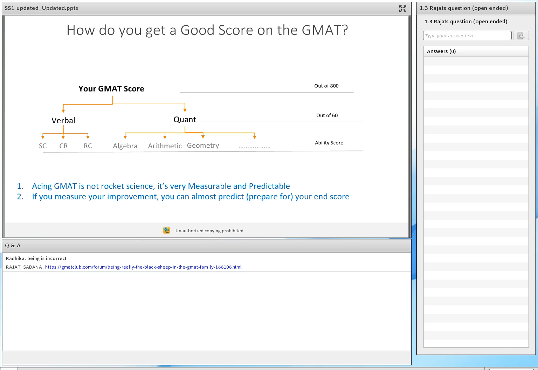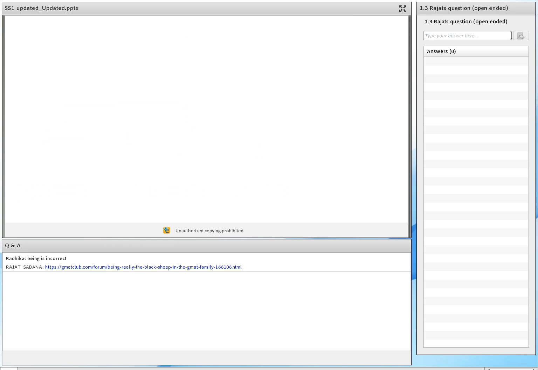And if you measure your improvement at these abilities at this grassroots level, you can almost predict what your verbal score is going to be. And similarly, on the quant side, you can predict your quant score. And if you have a certain quant and a verbal score, it more or less leads to a certain GMAT score. And that's the model architecture of our offerings. That's how it's built.